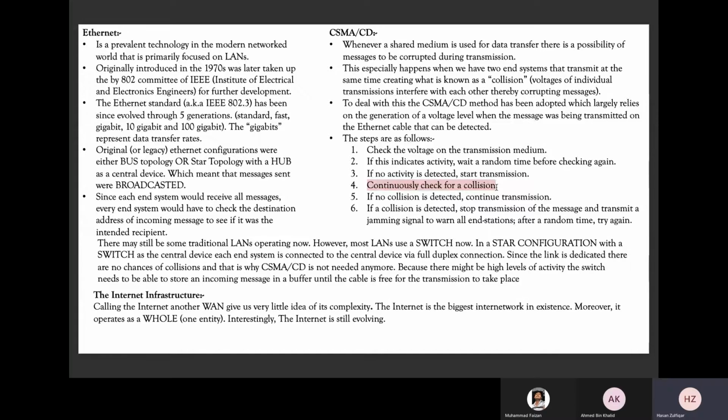Now, why is that important? Because if you keep on transmitting, you're doing this for no reason. You're transmitting data, nobody's going to receive anything. All they're receiving is noise, distorted data. So why waste valuable time and bandwidth for no reason? So you instantly back off. And then, if a collision is detected, stop transmission of the message and transmit a jamming signal to warn all end stations. And after a random amount of time, try again.